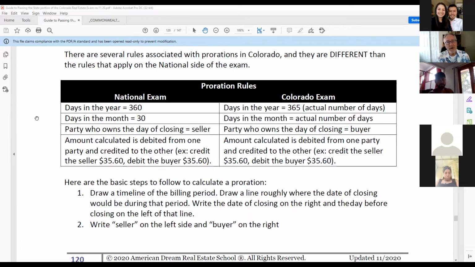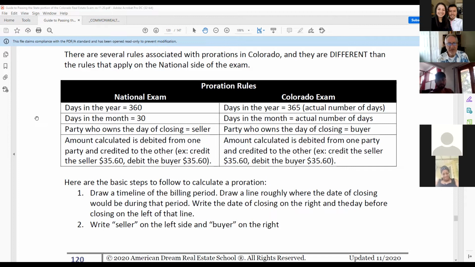Here in Colorado, we use the actual number of days, all 365 of them, and the actual days in the month. There's no rounding, okay? So for the state exam, always keep in mind, we're operating in Colorado, we use every single day. For the national exam, they base a lot of their stuff on a 30-day calendar month, 360-day year. Many times they'll point that out in the scenario question. Just be careful of this. Be aware of it.